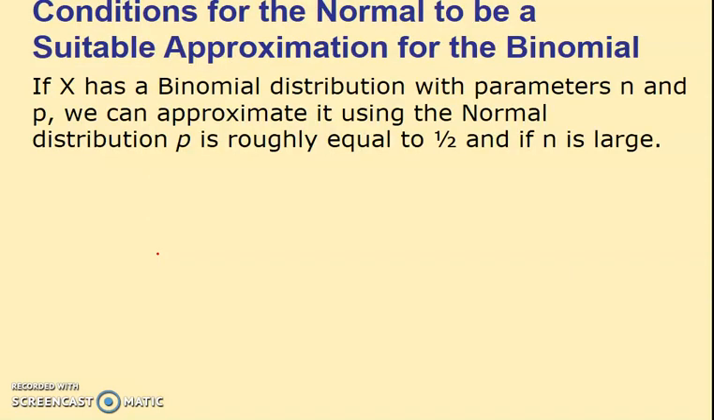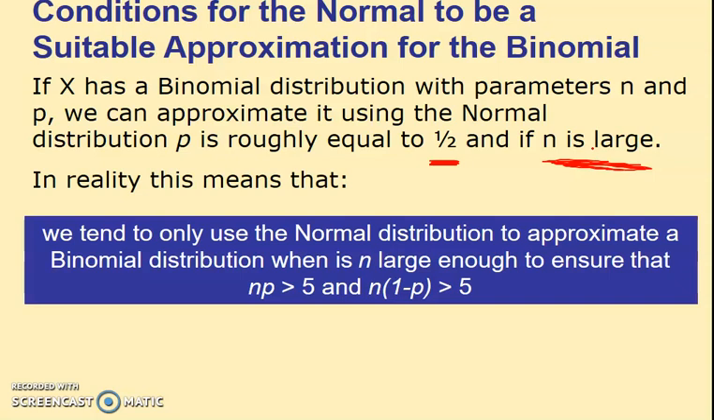So the conditions that we need to be true in order to use the normal as an approximation for the binomial, I've written down here. It says the parameters n and p are, if p is roughly equal to a half, and that roughly is an interesting word, and n is large. And again, how big is large and how roughly equal to a half does it need to be? So here's a little trick that we use, and I quote this in normal maths as well. We don't really need it for normal maths, but I think we do need it for further maths.